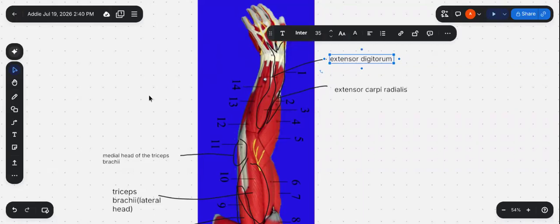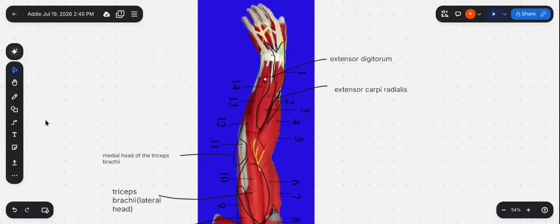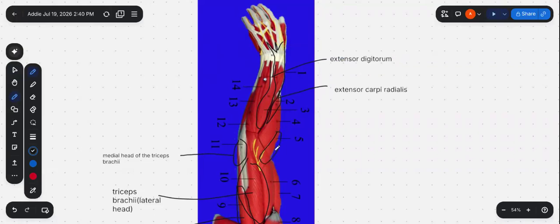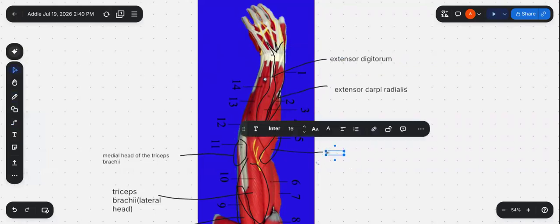All right. Now we also have your brachioradialis. The brachioradialis is going to be number 5 over here, and it is on your radial region, aka the thumb region.